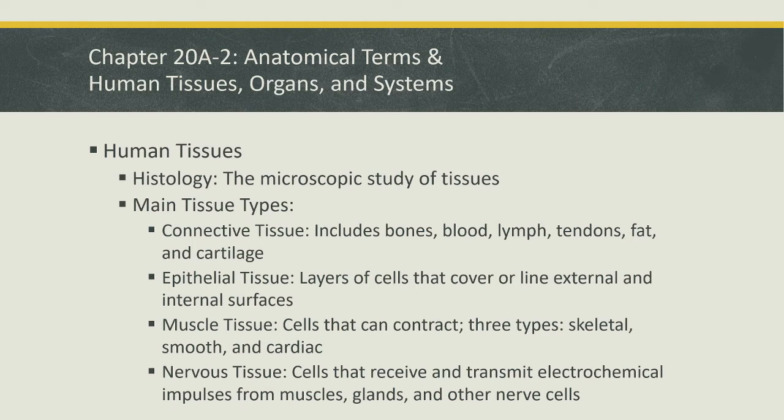And then finally, nervous tissue. These are cells that receive and transmit electrochemical impulses from muscles, glands, and other nerve cells. Okay, so your nervous system tissues.